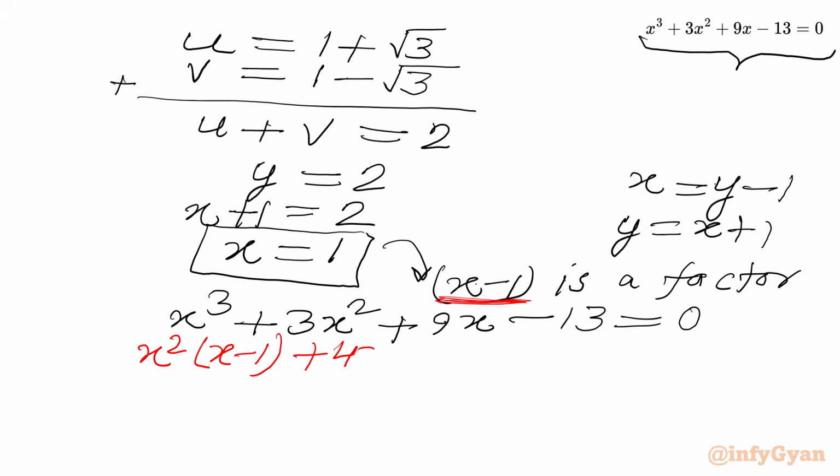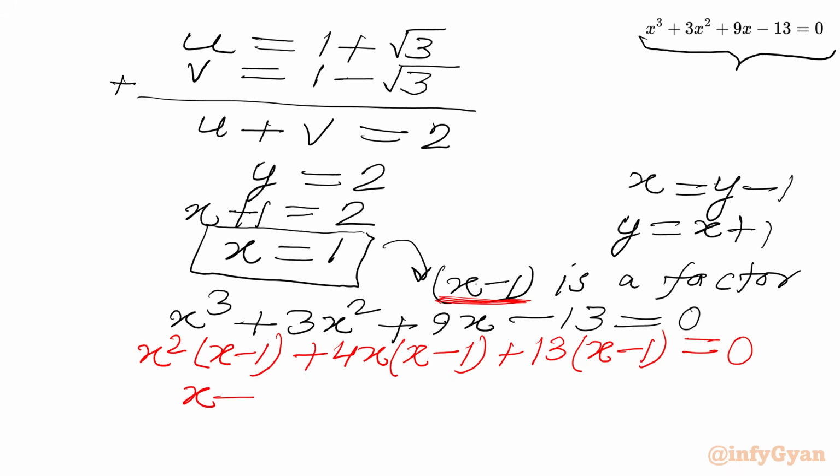Again, we will practice the same thing. We'll write 4x square as 4x times the factor, so I will write here 4x times x minus 1. 4x times x is 4x square, which is there, but extra is minus 4x. We need to compensate minus 4x by adding 4x. So 4x plus 9x is 13x. We have minus 13 also, so we'll take 13 common. In the bracket, we will get x minus 1 equal to 0. X minus 1 is overall common. In the other bracket, we can write x square plus 4x plus 13 equal to 0.